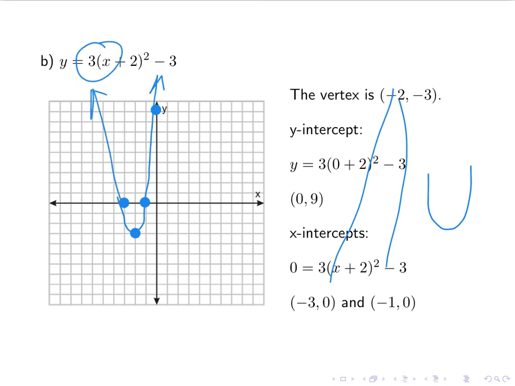That's better. Make sure that you're graphing your parabolas throughout the whole graph. Don't just make them really tiny, right? You want to make sure it extends beyond the borders of the graph.